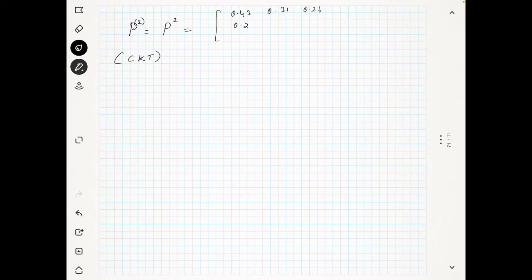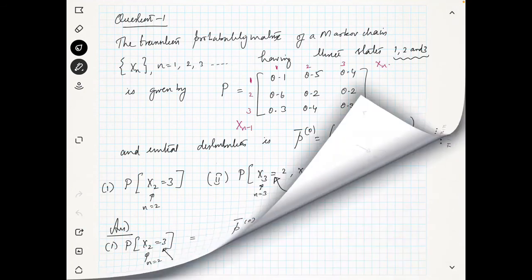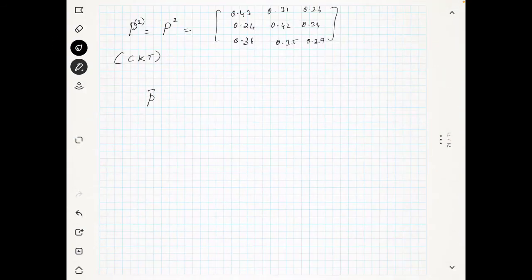Similarly 0.24, 0.42, 0.34, and 0.36, 0.35 and 0.29. Now you want to find for x3, but we will write everything anyway. So p0 was given as the initial distribution: 0.7, 0.2 and 0.1.